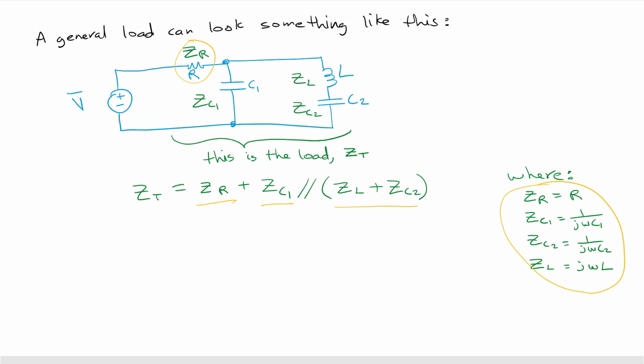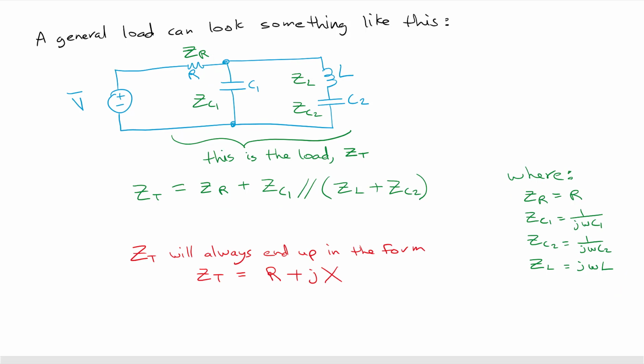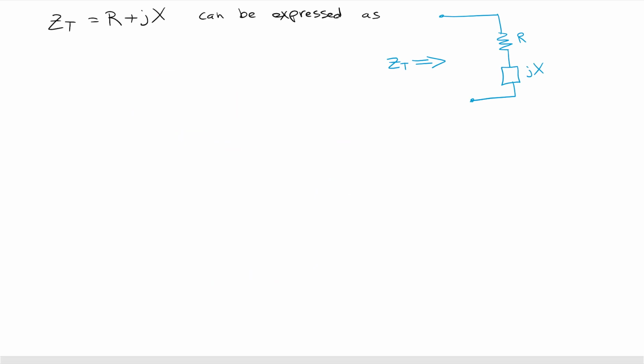So now what's interesting is that when we solve for ZT, the total impedance, it'll always end up in the form of some real part added to an imaginary part. Okay, so this is a general formula for impedance. And so what does that look like in terms of a circuit? So it's some R added to some reactance actually. So from a circuit's point of view, that looks like a series combination of a resistor, that's the R part, the real part, and the reactance, which is the imaginary part. So that's what ZT will solve to.